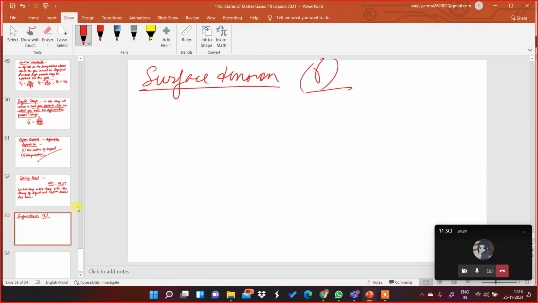The units of surface tension are joules per meter squared, or you can write Newton per meter. These are the dimensions of surface tension.